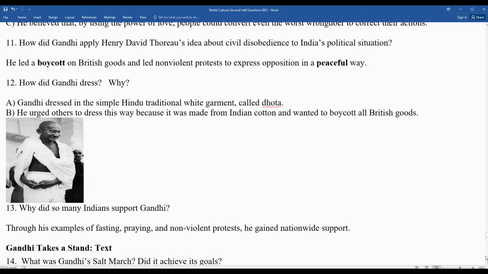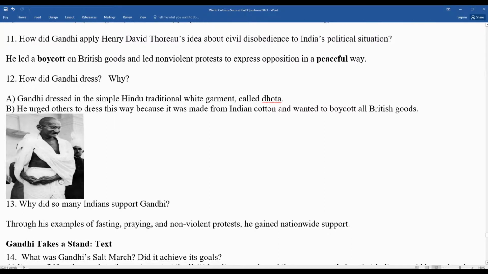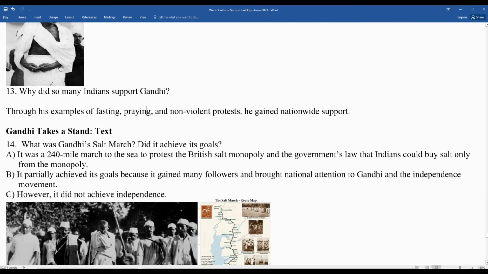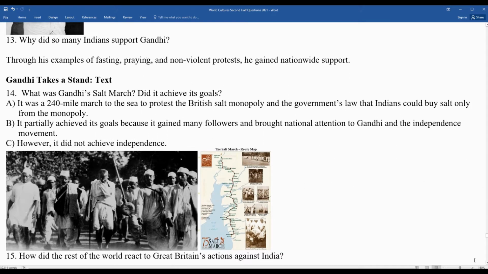What was Gandhi's Salt March? Did it achieve its goals? We have some imagery here for us. So Gandhi's Salt March, it was a 240-mile march to the sea to protest British salt monopolies and the government's laws that Indians could buy salt only from the British monopoly. That's further restricting the Indian economy.